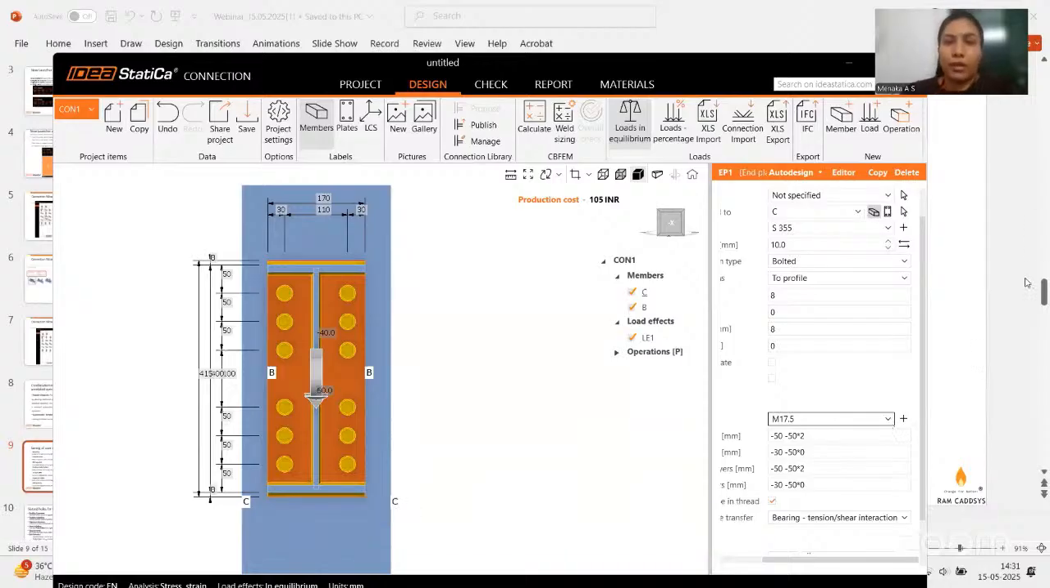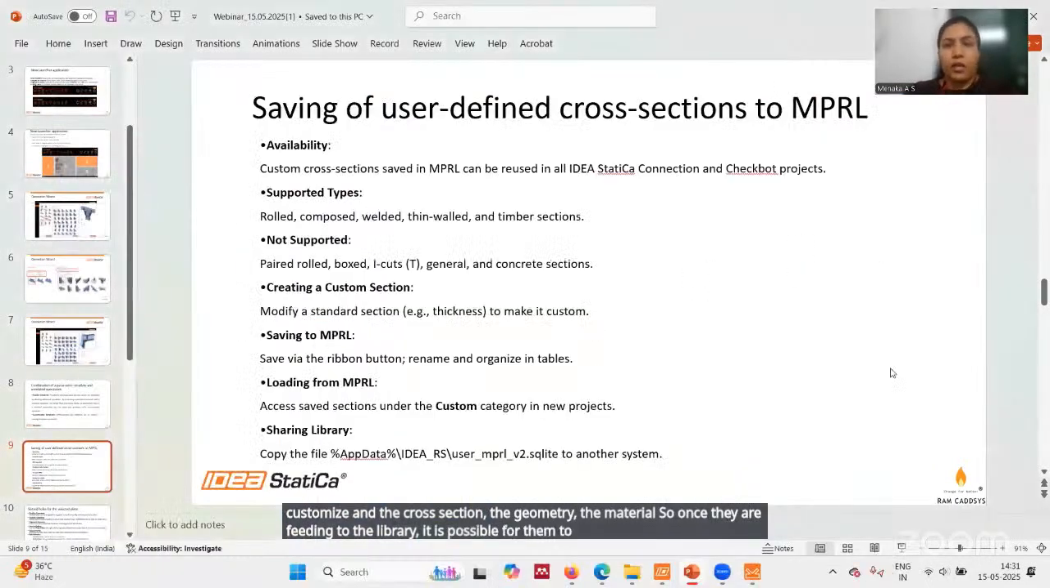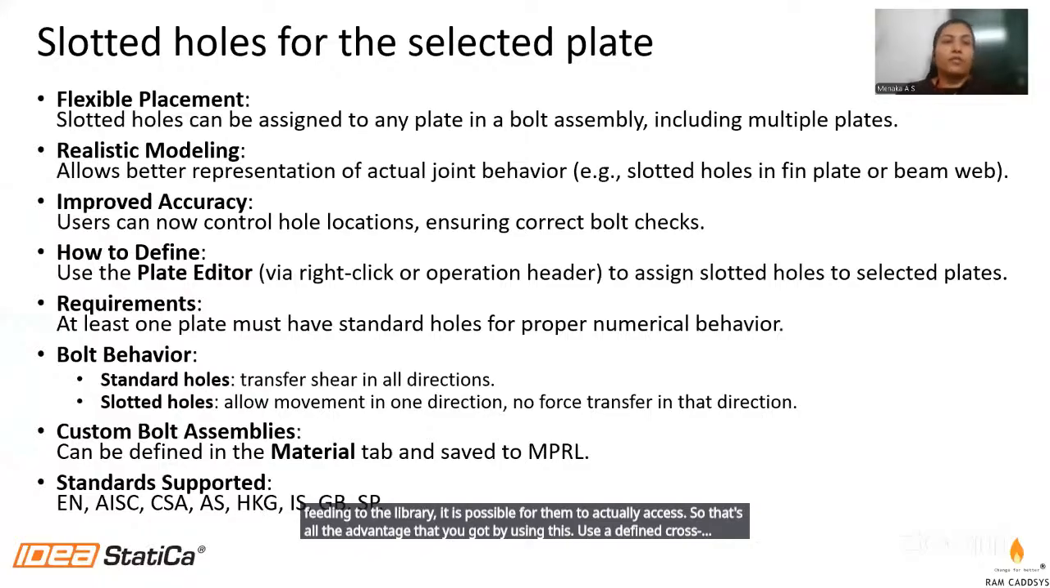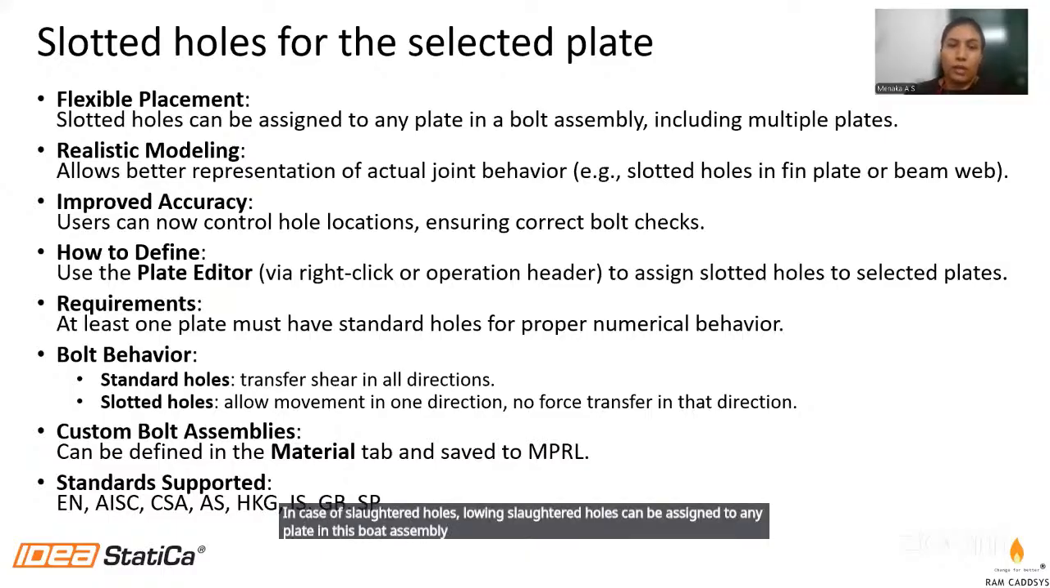So once they are fed into the library, it is possible for them to actually access. So that's all the advantage that you get by using these user-defined cross sections. Now, in case of slotted holes, slotted holes can be assigned to any plate in this bolt assembly that has been revised and used.